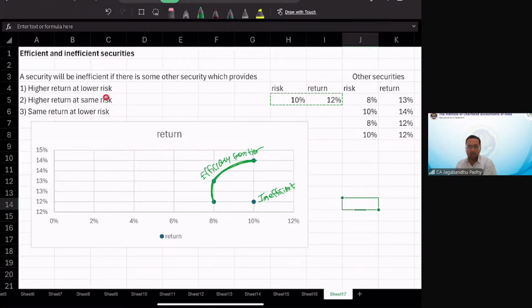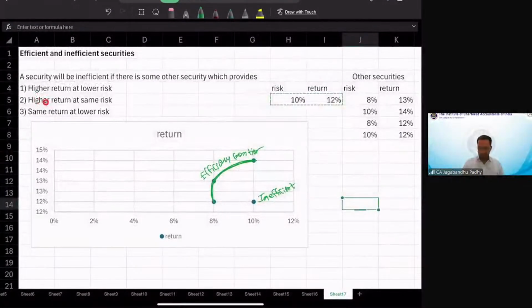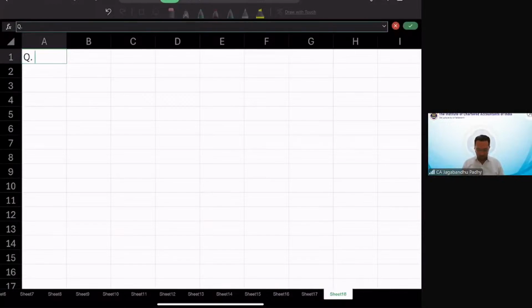Okay, so are we good? Are we clear enough to understand what is an efficient security and what is an inefficient security? For inefficient securities, we have got these three rules. For the efficient securities, whichever securities are not inefficient will obviously be categorized as efficient securities. Clear? So let's apply this rule now. Let's simply apply this rule to one of our questions, which is question number 5.